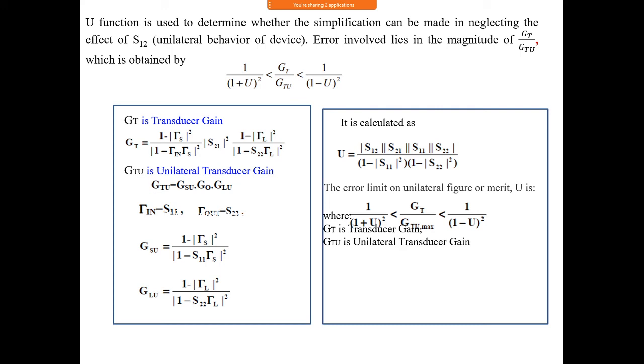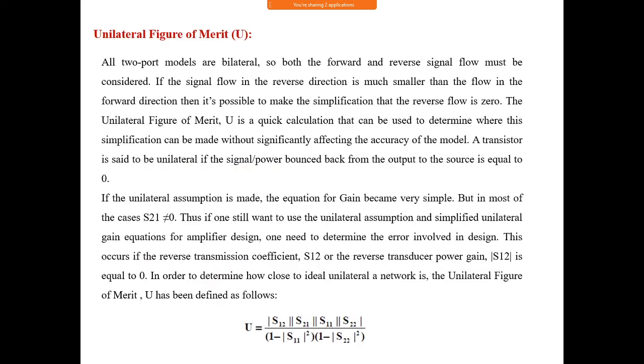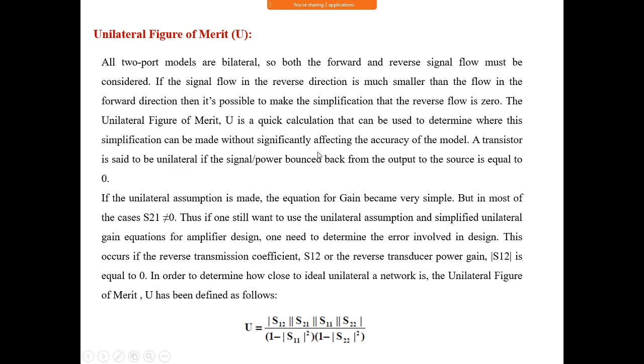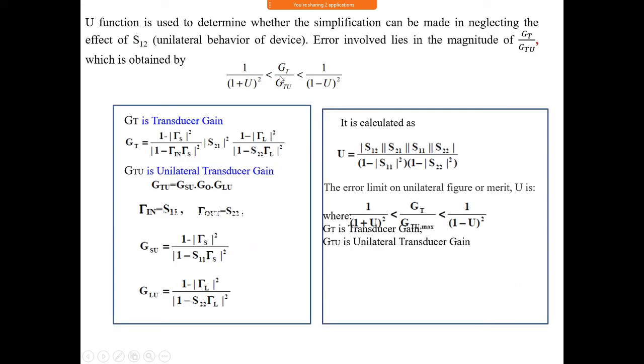And if it asks what is the significance of the unilateral figure of merit, then you should explain the significance. Then calculate this unilateral figure of merit using this, because all are magnitudes, you can easily do that, just a multiplication. Next, see this 1 by 1 plus u square, and 1 by 1 minus u square. GT is given in the problem. GT needed will be provided. You should calculate GTU maximum.